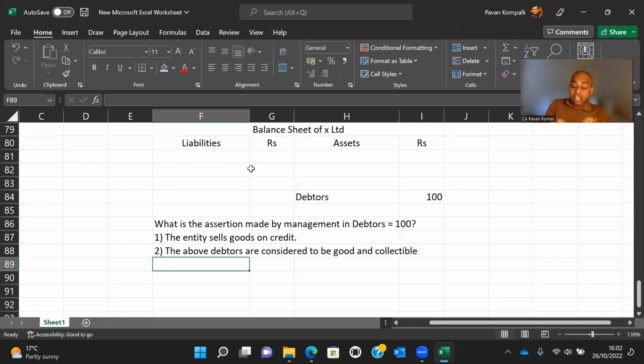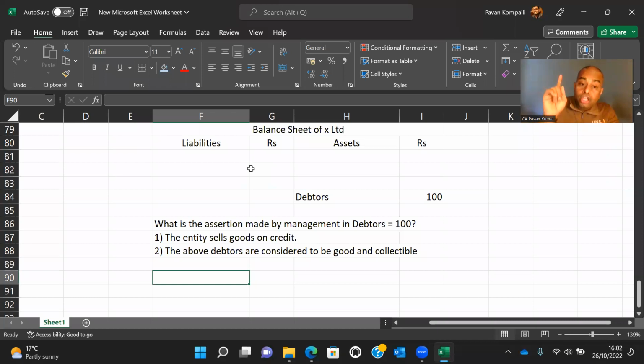But I am not saying in my balance sheet or in my notes to accounts, in my financial statements, that debtors 100 rupees are considered to be collectible. I don't need to tell that. I said debtors 100. You understand. Assertion can be implied. You understand that it is good and collectible.